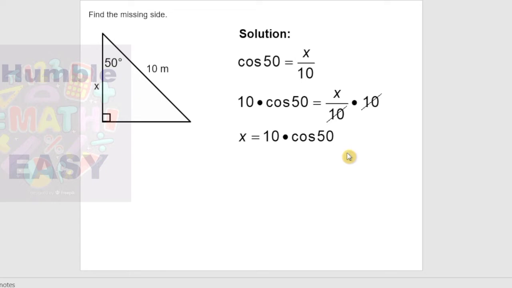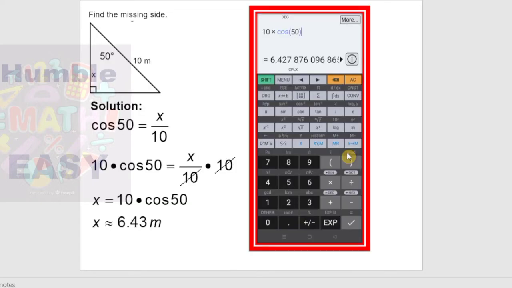Okay? Now, in order for us to get the value of x from the given figure, we are going to make use of the calculator. Then again, to be careful, the word deg must be reflected. If it is not, you have to find a way to make it deg. So 10 times cosine 50, and we have 6.427876096865 and so on.